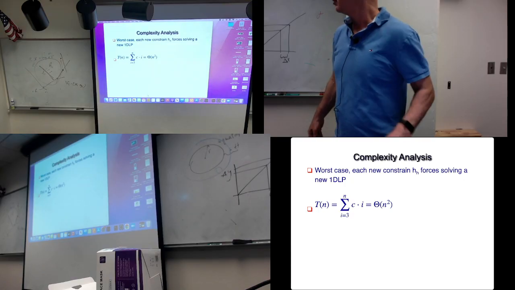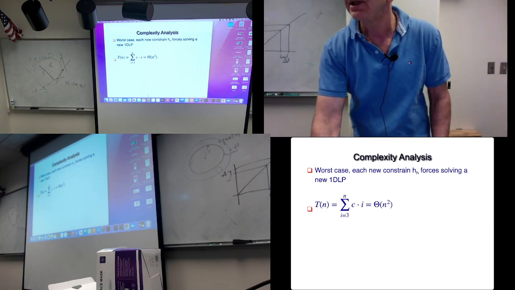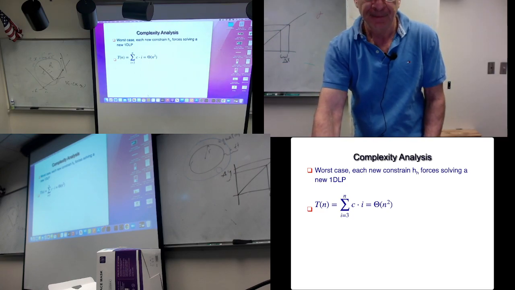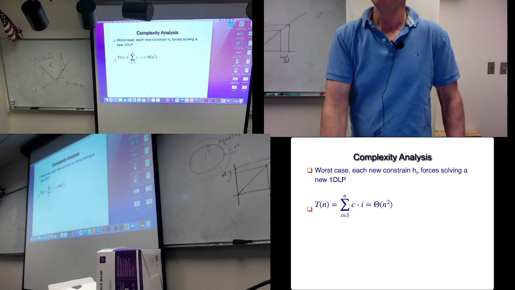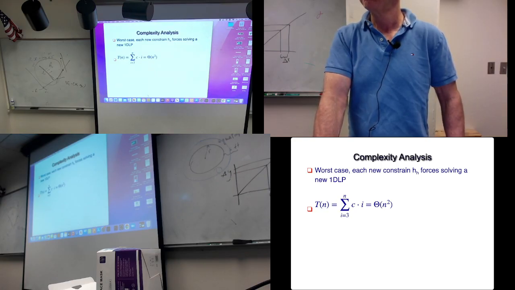So it could be that the running time is 1 plus 2 plus 3 plus 4 plus, and every time I need to call the 1DLP. So that would be the worst case. How can we improve the worst case? What did we do in the case of adding points, or maintaining the maximum? How can we improve the same?